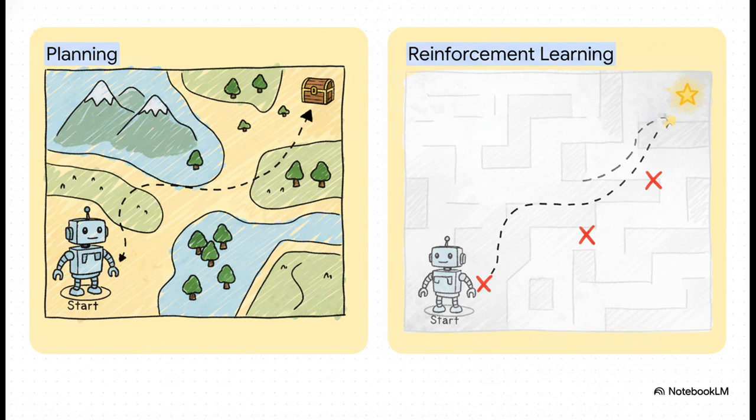But in most real-world problems, we don't have that perfect map. And that's where reinforcement learning comes in. The agent is basically dropped into the environment with no instructions and has to learn purely through trial and error, guided by a system of rewards and penalties.